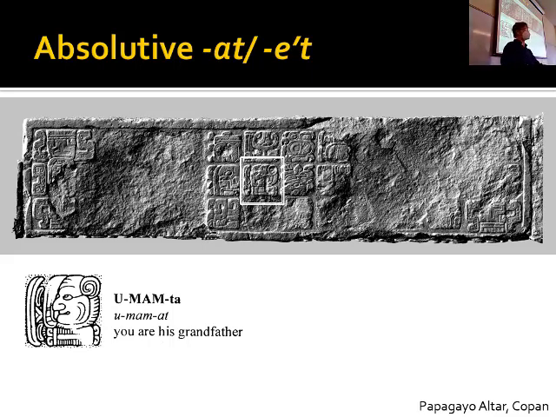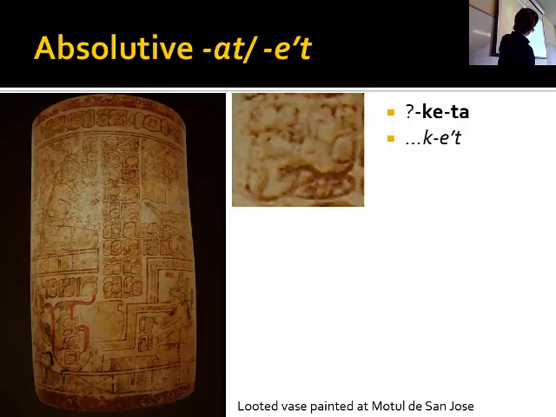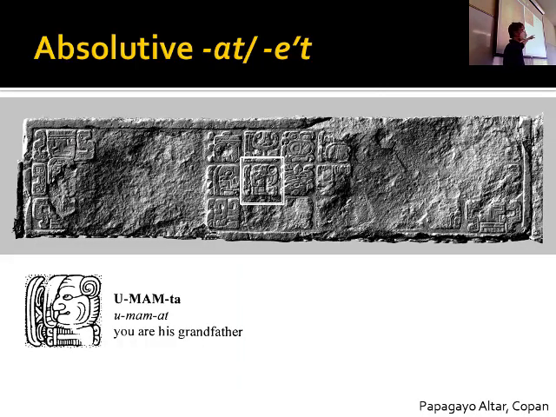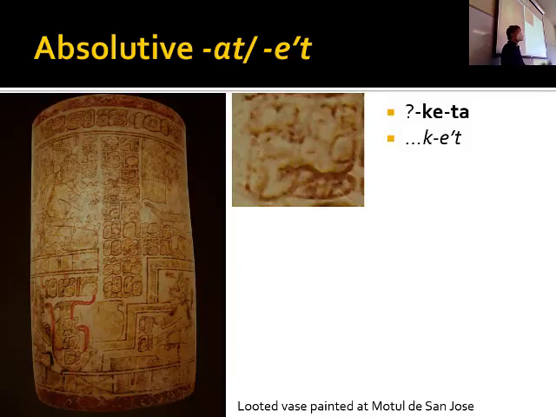Umamat. You can also translate it as, of course, you are his grandson, but this is less likely given the context of the inscription. The word mam can actually mean both grandfather and grandson. This is a variant of that second person singular. Instead of saying at, umamat, here it's et. Seems to be a dialect on the same vessel when they discuss gods. Unfortunately, this part is eroded, but it's ket, something ket.